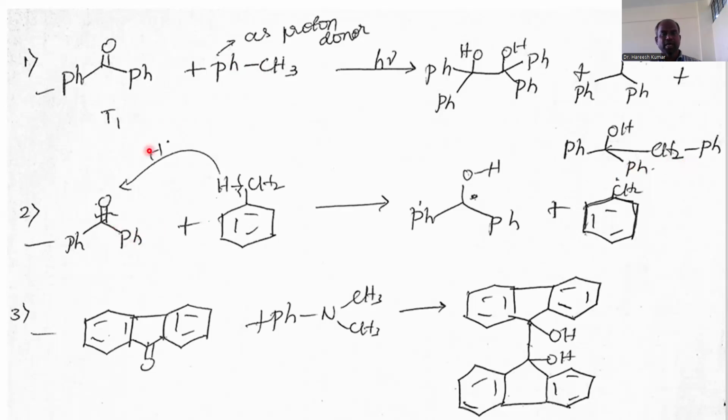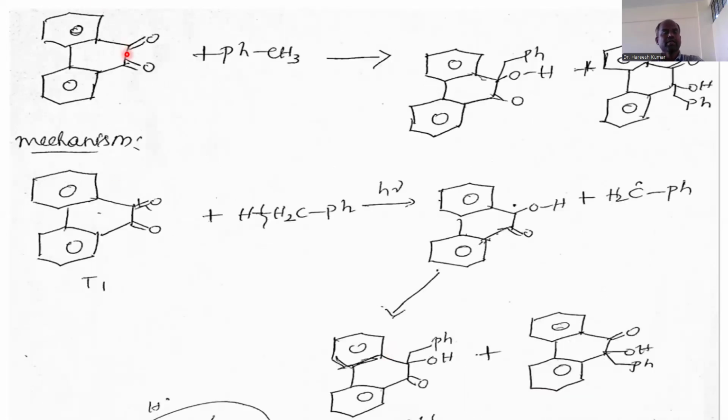Similarly, in the mechanism, the key intermediates are the benzohydryl radical and the toluene radical. Suppose you are taking a carbonyl compound such as a fluorenone ketone, then diethylaniline can be used as a hydrogen source. Then the product is a pinacol, more particularly of this kind.